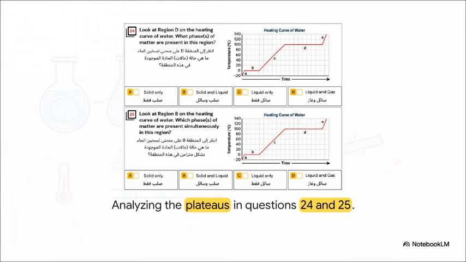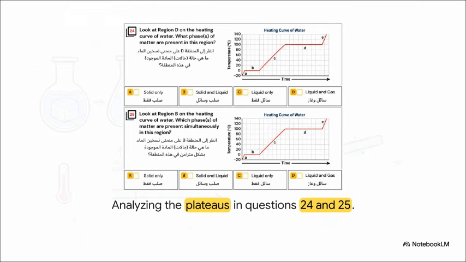The absolute crucial point here is knowing how to spot those dual states on the plateaus. So let's tackle question 24. Look at Region D. What phases are present? Well, Region D is that high, flat plateau at 100 degrees Celsius. Boiling is happening. Therefore, liquid water is turning into water vapor. Both liquid and gas are present, making D the answer.